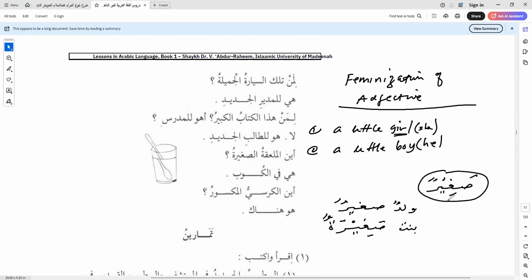So you need to know how to do that in Arabic. You just add what? This ta marbuta. It can be ton, sometimes it can be tin, sometimes it can be what? Tan, based on the function of the adjective or the noun within the sentence. So in Arabic, adjectives are feminized. You have to do that. You pick a masculine adjective, then you turn it into a feminine.